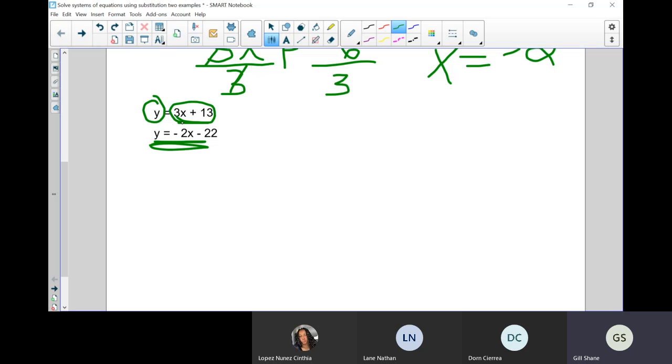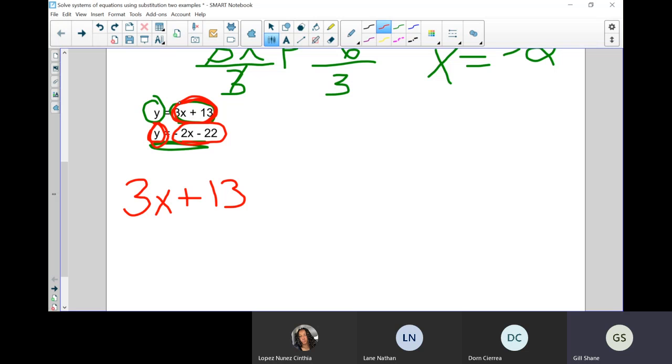I could have done it in reverse too. I could have said, instead of the y in the top equation, I'm going to replace that with this. Either way, it's going to come out to be the same thing. I'm going to get 3x plus 13, because I just replaced this y with this right here.